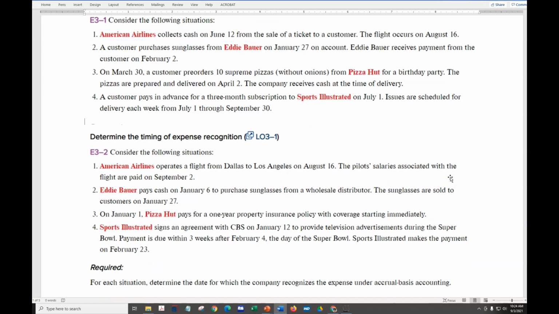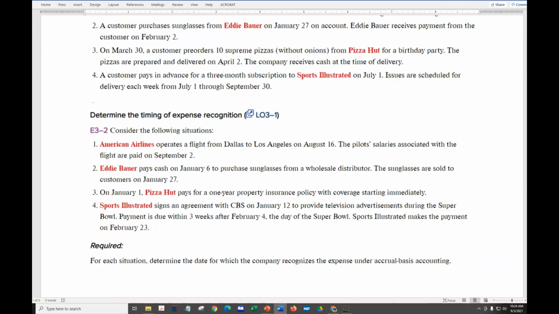What about expense recognition? American Airlines operates a flight from Dallas to LA on August 16th. The pilot's salaries associated with the flights are paid on September 2nd. When does American Airlines recognize that expense? Well, they recognize it on August 16th when the flight actually flies. So it would be a payable at that point, but it would still be a salaries expense, even though the salaries are not actually paid till September 2nd.